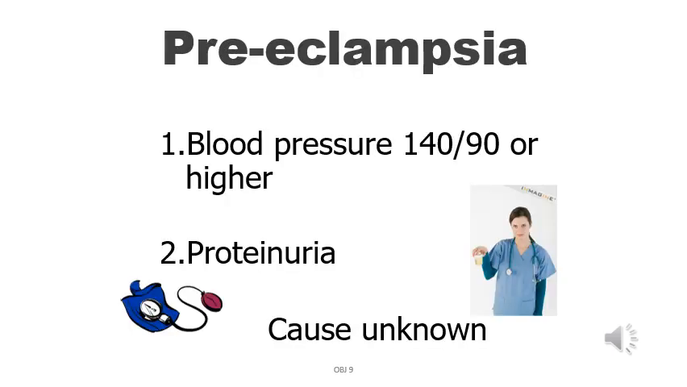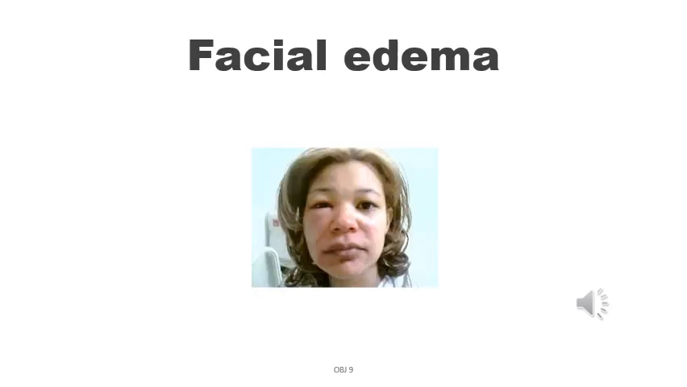So we will talk about preeclampsia. To have a diagnosis of preeclampsia, you have to have a blood pressure of 140/90 or higher and proteinuria. The cause of preeclampsia is unknown. It always appears after 20 weeks. The risk factors are usually women over 35 or first pregnancy, African American, history of hypertension, kidney disease, and obesity. This is just a picture of a woman with facial edema related to preeclampsia.